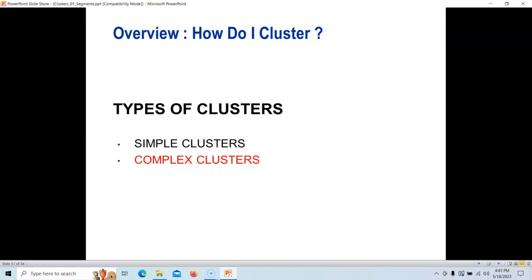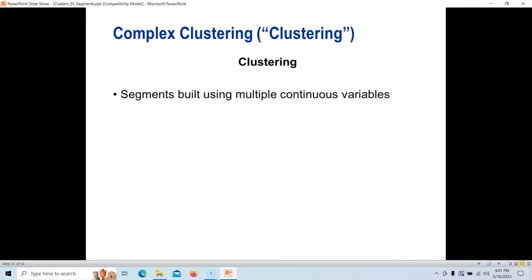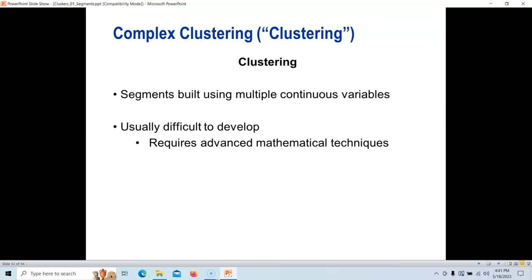So we're going to just take a quick overview of the theory, then we'll give some examples. So clustering. This is segmentation, but we're now going to use multiple continuous variables. Usually clustering is difficult. That's why people don't do it. It's not technically difficult, but it's difficult to find good clusters. It usually will require advanced mathematical techniques. We're going to have to use specialized software. Fortunately, R is pretty good at this.